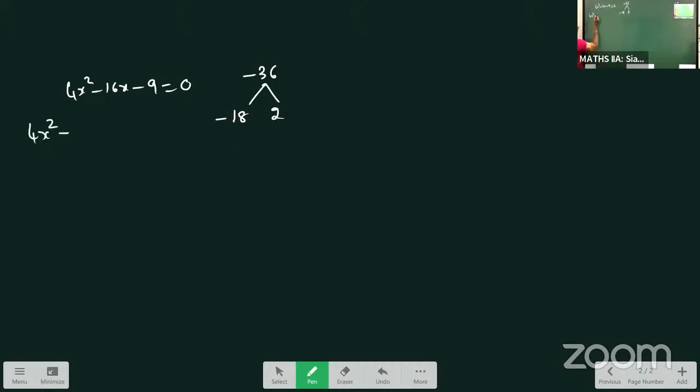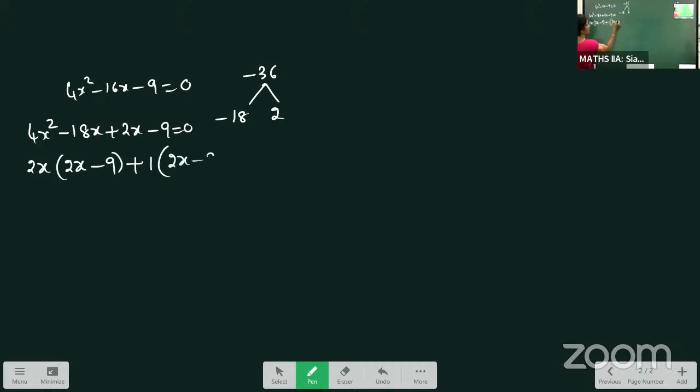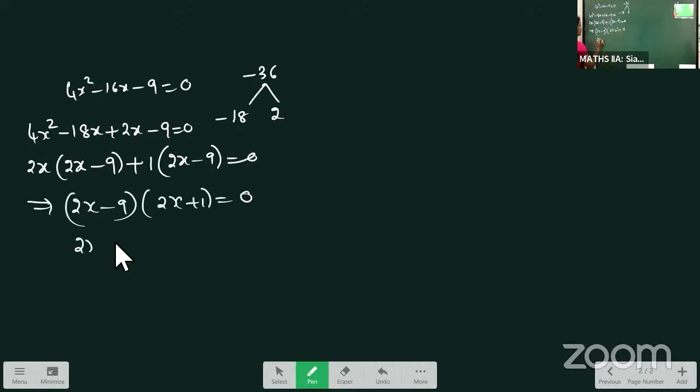So substitute here: 4x² − 18x + 2x − 9 = 0. Take 2x common, leaving 2x − 9. In the next two terms, there is nothing common, so always take 1. Then 2x − 9 is common in both, giving (2x − 9)(2x + 1) = 0. So one root from 2x − 9 = 0 and another from 2x + 1 = 0.